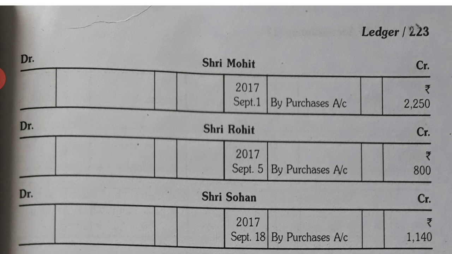Okay, so this is the end of the video, and likewise you can post for the sales book. In the sales book it will be totally opposite to the purchase book. So have a glance at page number 223, then you will come to know that the sales book is totally opposite to the purchase book.